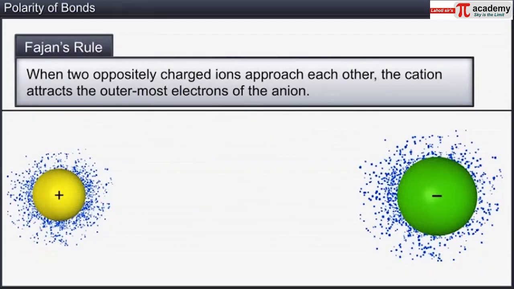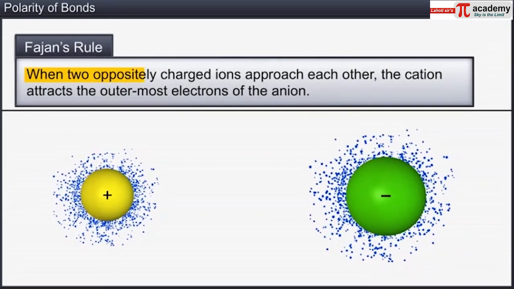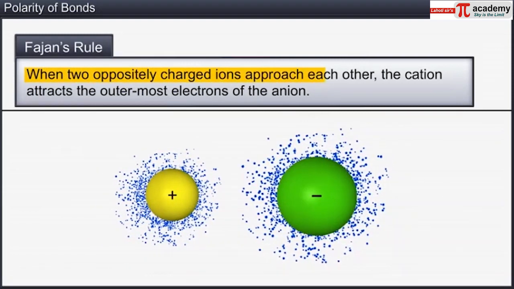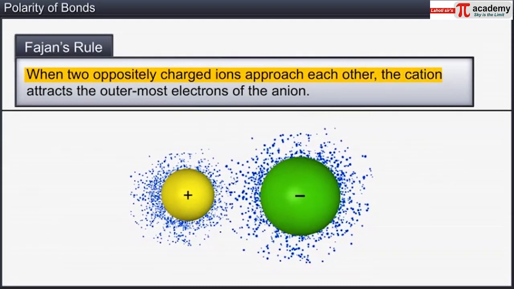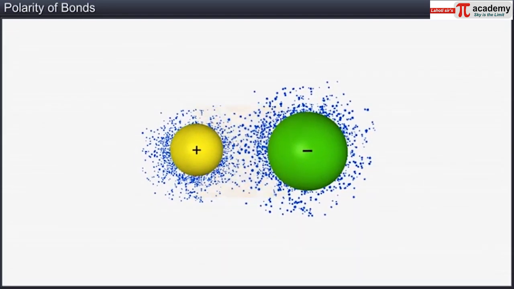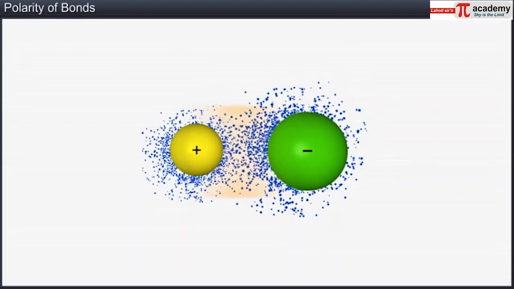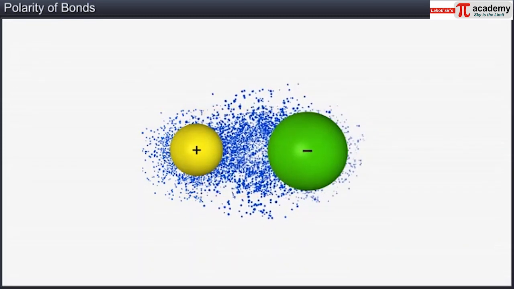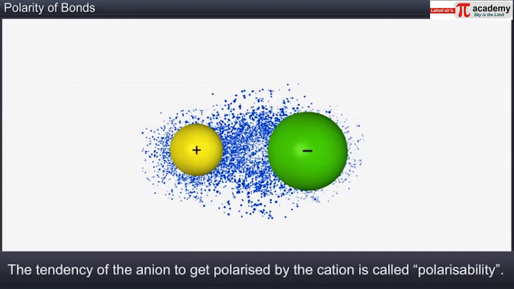According to Fajans rule, when two oppositely charged ions approach each other, the cation attracts the outermost electrons of the anion. Due to this, the electron cloud of the anion gets distorted. This is called polarization. The tendency of the anion to get polarized by the cation is called polarizability.